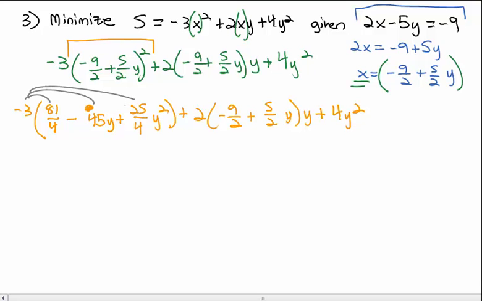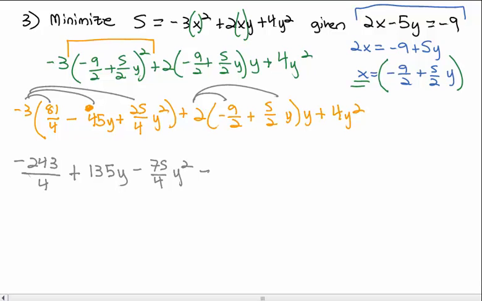Distributing through, the negative 3 and the 2 gives us negative 243 over 4 minus 135, plus 135y, don't lose that negative, minus 75 over 4 y squared minus 18 halves, plus, actually 18 halves, that's going to reduce to 9. Let's go ahead and just reduce that now. Minus 9 plus 10 halves reduces to 5. Y.